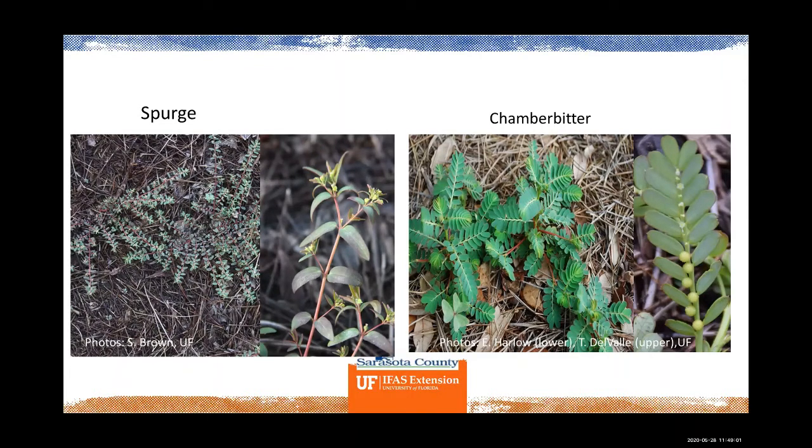Okay, so on the left, you'll see a close-up of your spurge. You will definitely know the spurges. The center of the leaves tend to be a darker color than the margins of the leaf, and that's usually your key identifier for spurges. Your chamberbitter tends to have these spherical appendages on the underside of the leaves.